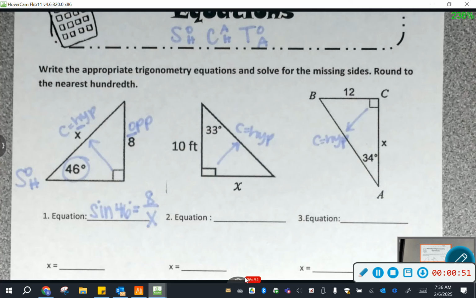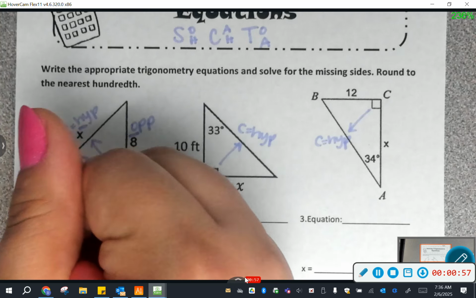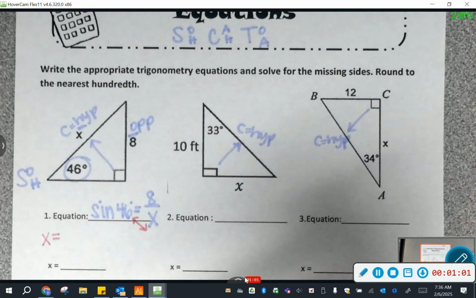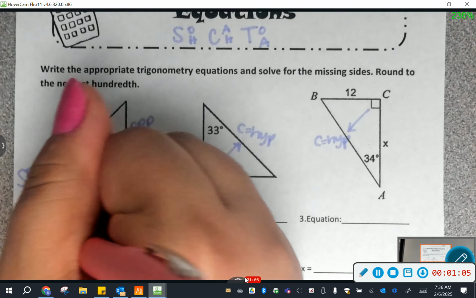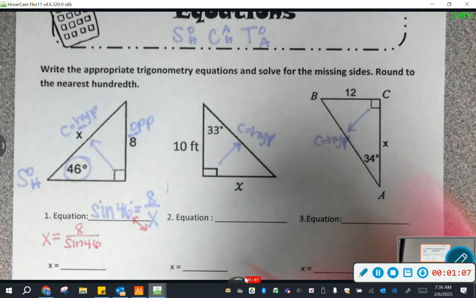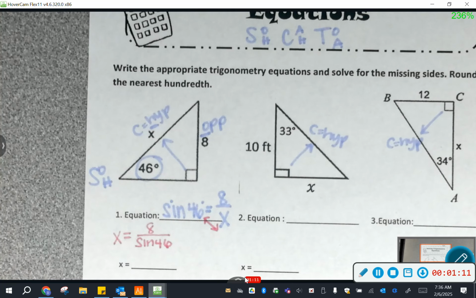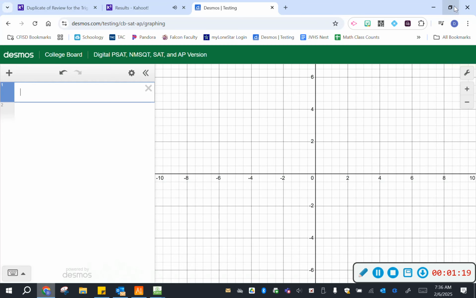When x is on bottom, what did we learn to do? Switch them and divide. So it's going to become x equals what? 8 divided by sine of 46. And then go into Desmos and type that out. What is 8 divided by the sine of 46? 11.12. And also, please be careful.